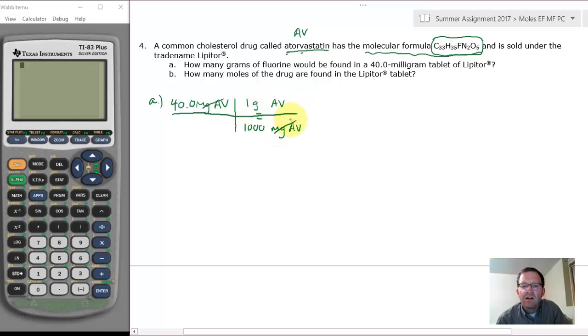So if I punch this into my calculator right now, I would have a value for how many grams of atorvastatin are actually here. I'm going to go ahead and do that for this problem.